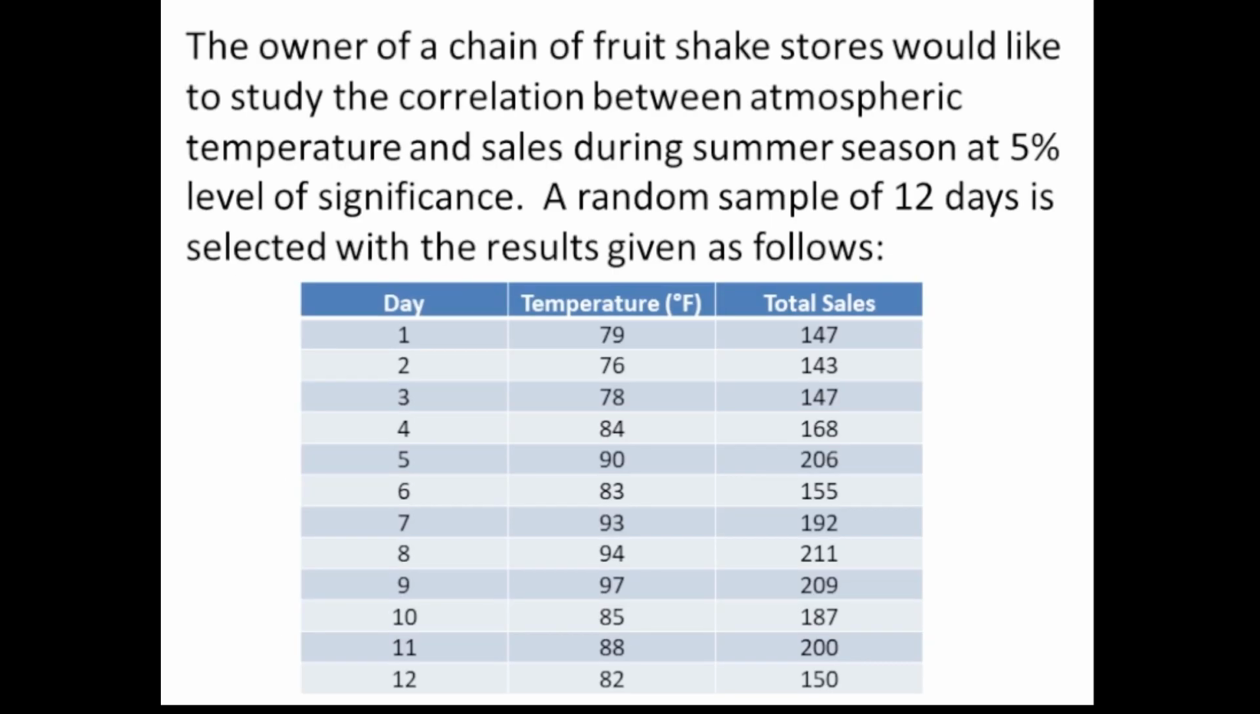Okay, let's have an example. The owner of a chain of fruit shake stores would like to study the correlation between the atmospheric temperature and sales during summer class at 5% level of significance. A random sample of 12 days is selected with results given as follows. So 12 days po ito. In-observe nila yung temperature together with the total sale.